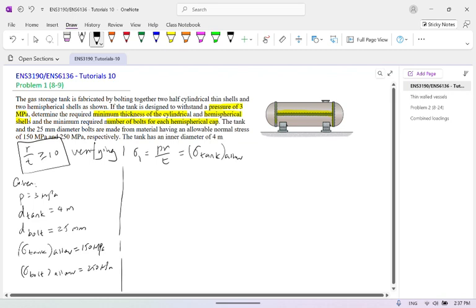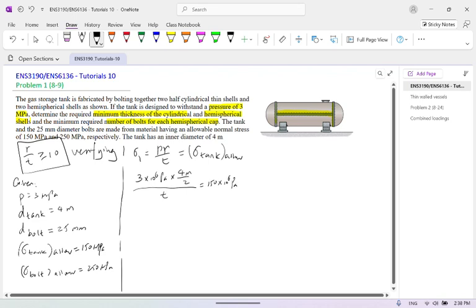Clear? Because this is from the material itself. So then, of course, based on this, we can work out that it's 3 megapascals. R is the radius. Remember, you must use the diameter of 4 meters divided by 2, divided by thickness, equal to 150 megapascals.